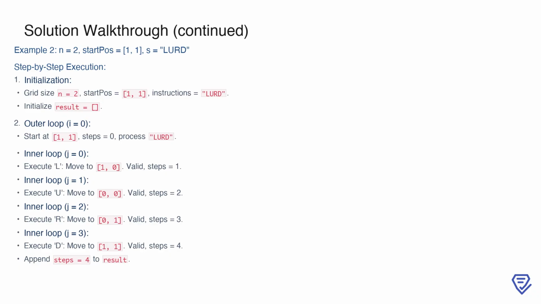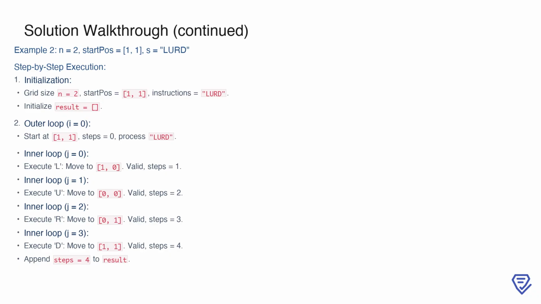Let's consider another example with n equals 2, a grid of size 2 by 2. The starting position is 1, 1, and the instruction string is lurd. We initialize the result list as empty and begin processing. For the first suffix, which includes the entire string lurd, we start at position 1, 1, with 0 valid steps. The first instruction, L, moves us to 1, 0, which is valid, so the step count becomes 1. The next instruction, U, moves us to 0, 0, which is also valid, bringing the step count to 2.